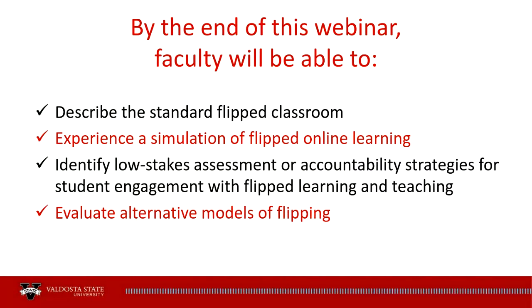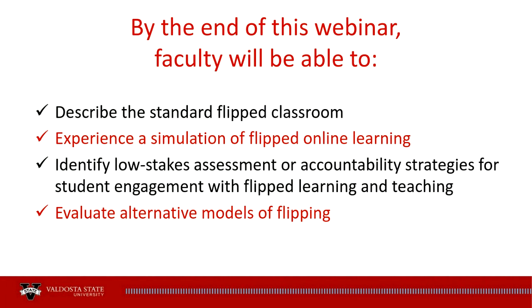You're going to identify low-stakes assessments or accountability strategies for student engagement with flipped learning. So for instance, that's what I just was telling you about, doing a quiz. And it was an ungraded quiz that you could monitor for participation credit, for instance, or you could ask them to do, like in writing classes, a one-minute reflection paper, or maybe you could have students do a quick note share at the beginning of class. So those are a couple different examples of low-stakes assessment accountability strategies to engage students in flipped learning.